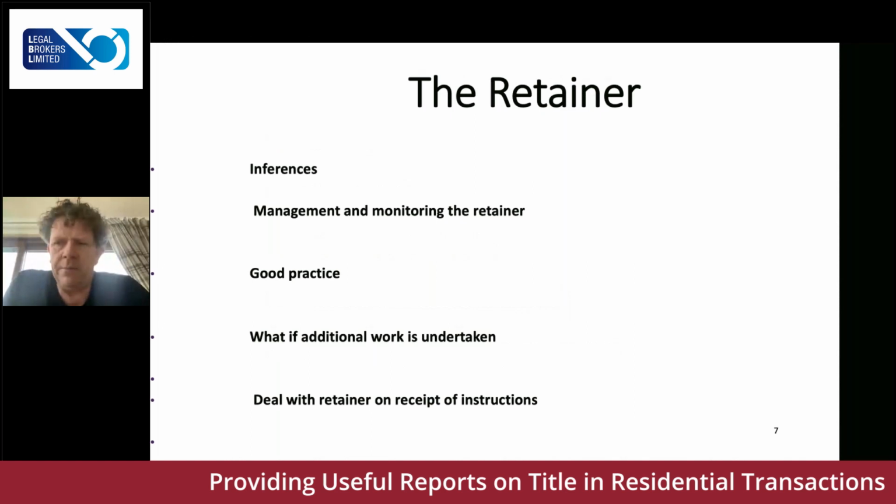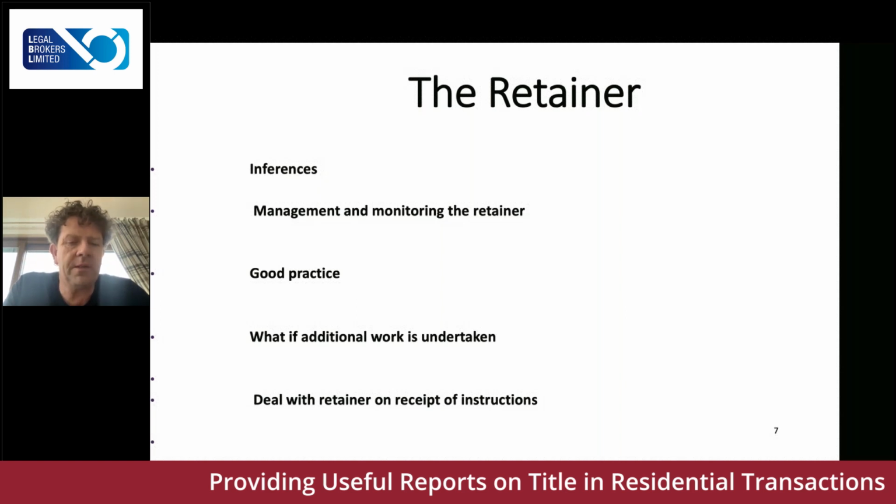Again, another point really, before we start looking in detail at the report on title, it's important to understand that we need to manage and monitor the retainer. So where we've clarified what we're going to do and where we're not going to do something, and then during the life of the transaction, an issue arises that warrants work beyond the scope of our original retainer, we need to manage the retainer by letting the client know that we're going to be doing additional work and precisely what that additional work will involve.